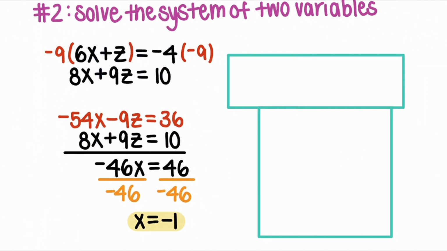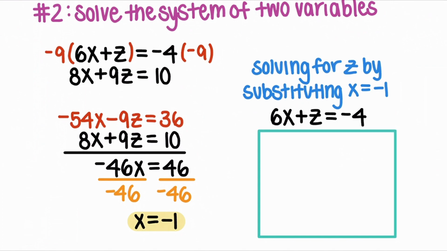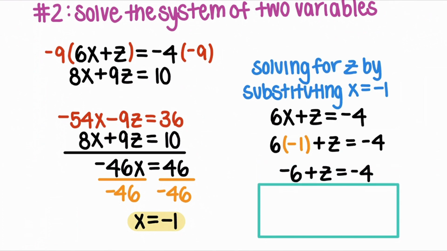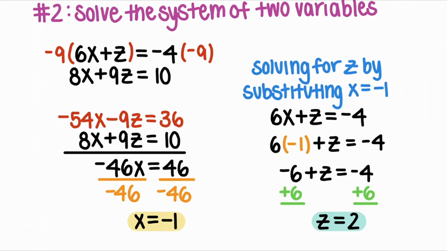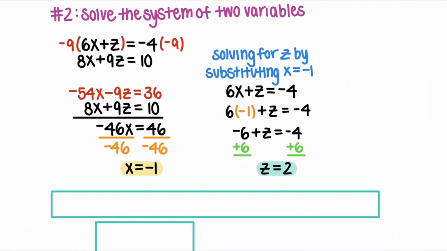Yay! And so once we got our first answer, now our goal is to find the value of z. And let's do that by substituting in what we know, which is that x is equal to -1. So once again, we can choose either of the two equations to solve for z, but I'm just going to choose the first one because it looks easier. Alright, so choosing the first equation, substituting x equals -1, we have 6 times -1 plus z is equal to -4. Or in other words, -6 plus z is equal to -4, therefore giving us z is equal to 2.